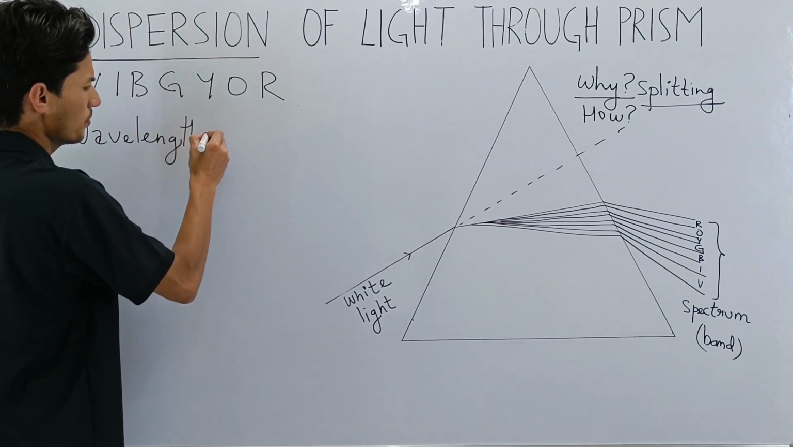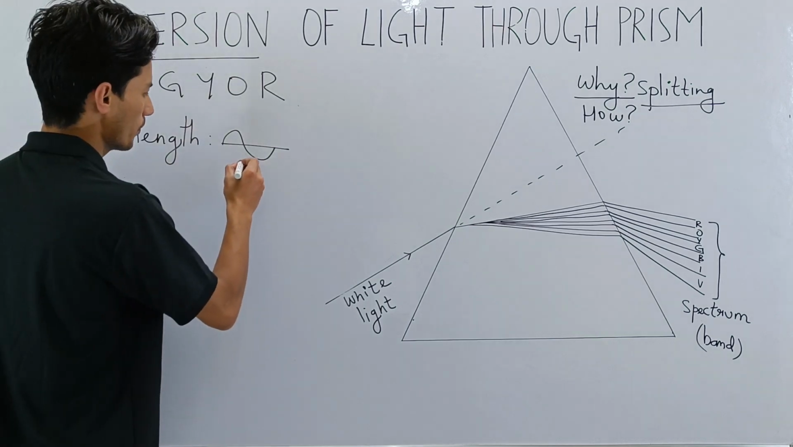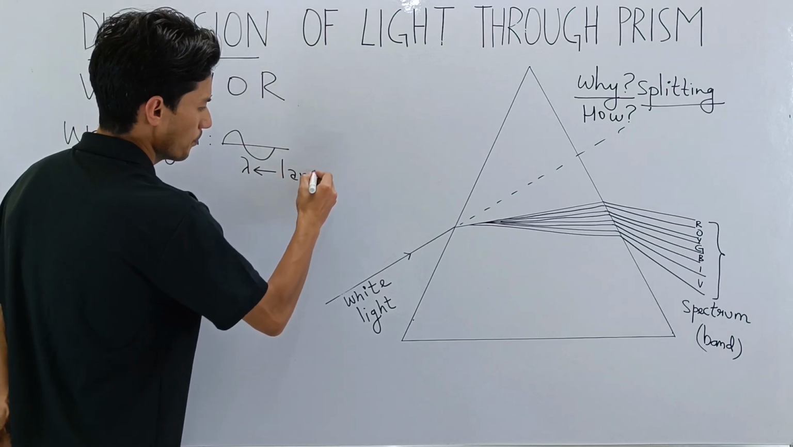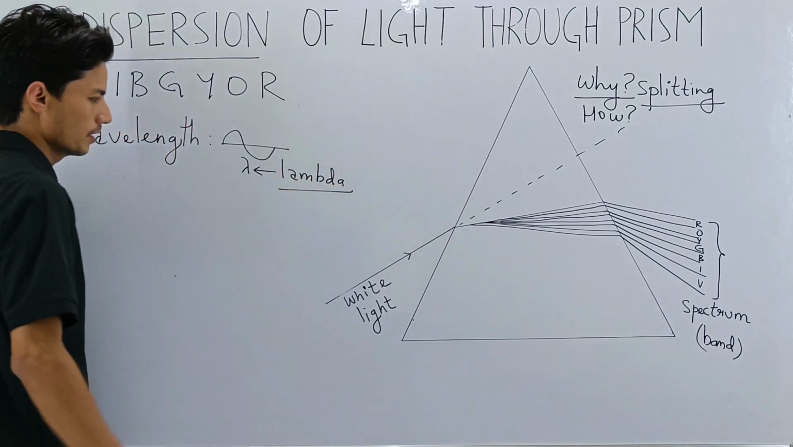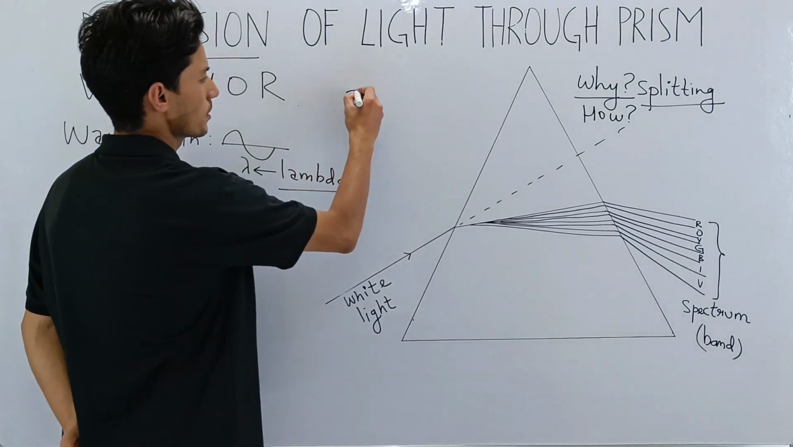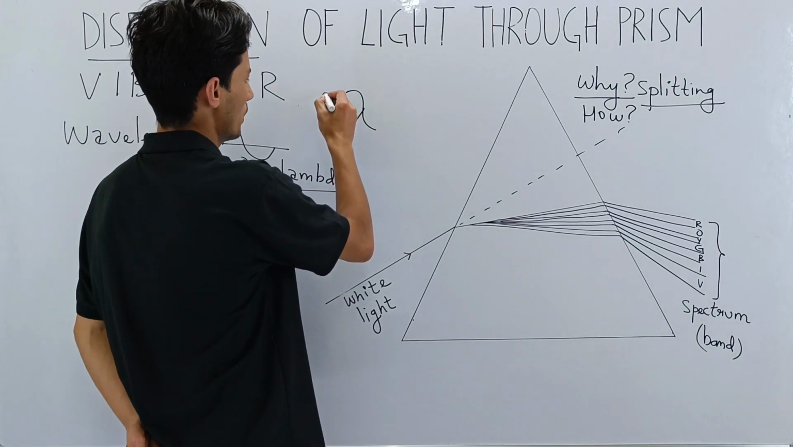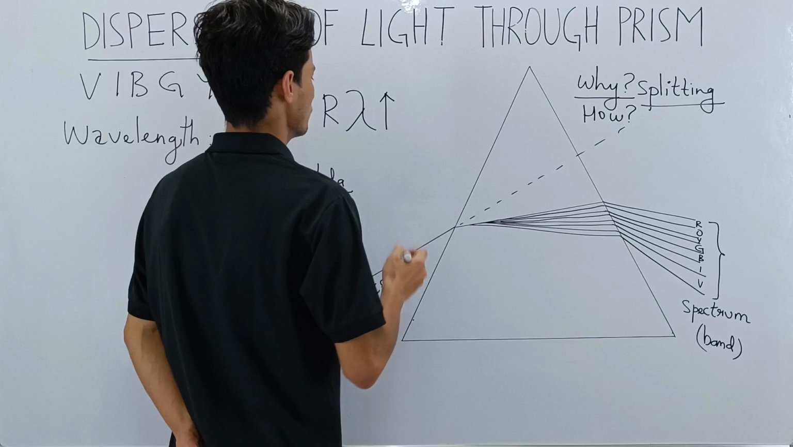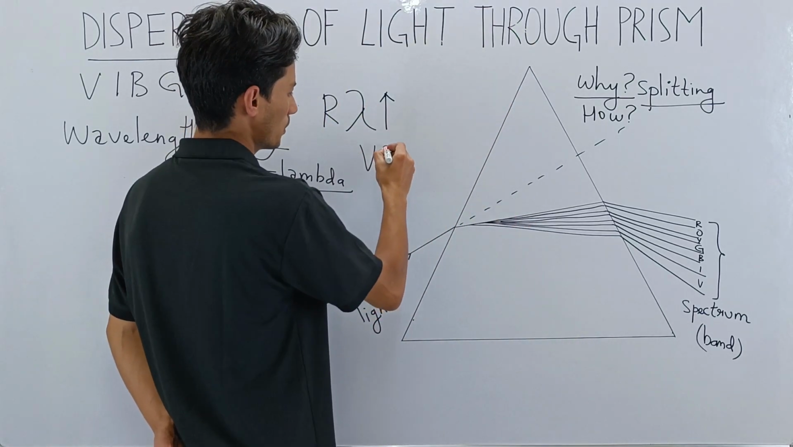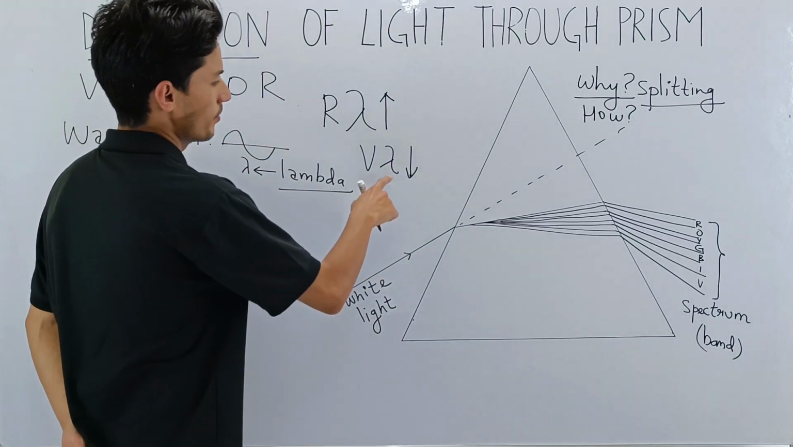Wavelength means the length of a wave. One crest and one trough is called one wavelength, represented by lambda. I'm not sure whether this spelling is correct, but I have been writing it like this. So red has the longest wavelength, so the wavelength of red is bigger. Violet has the smallest wavelength, very small.